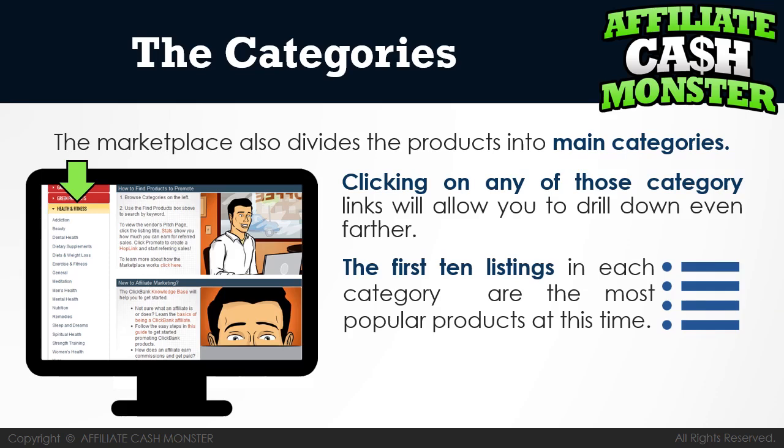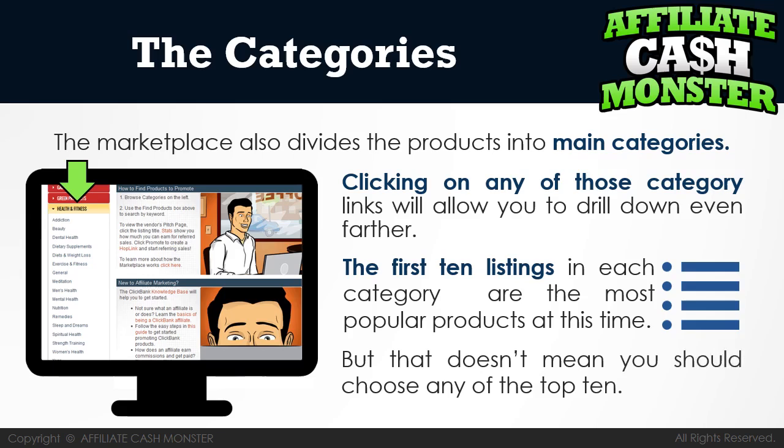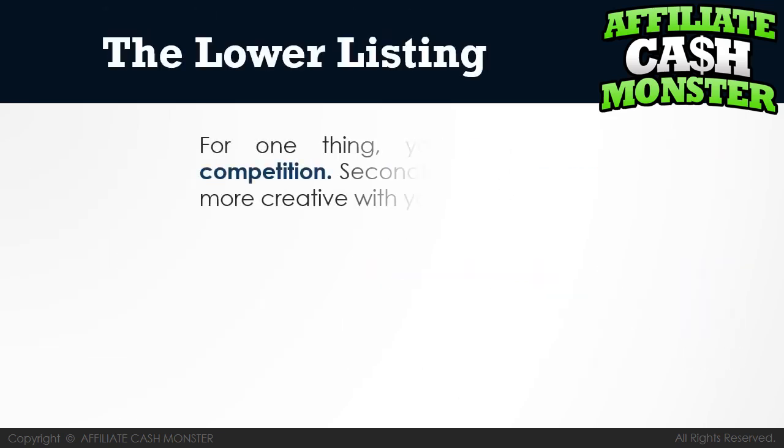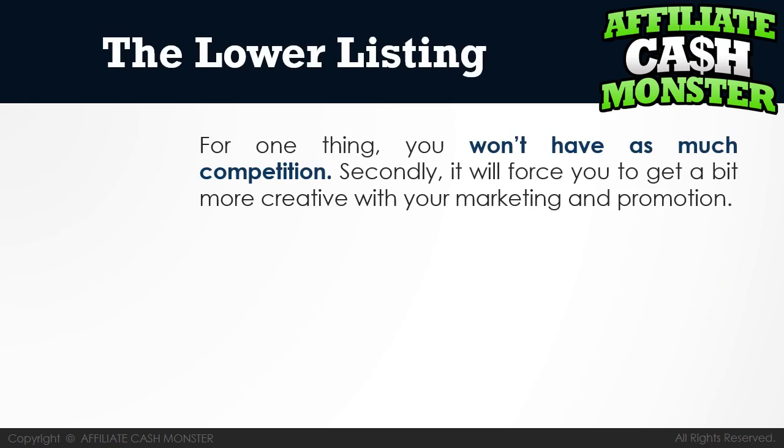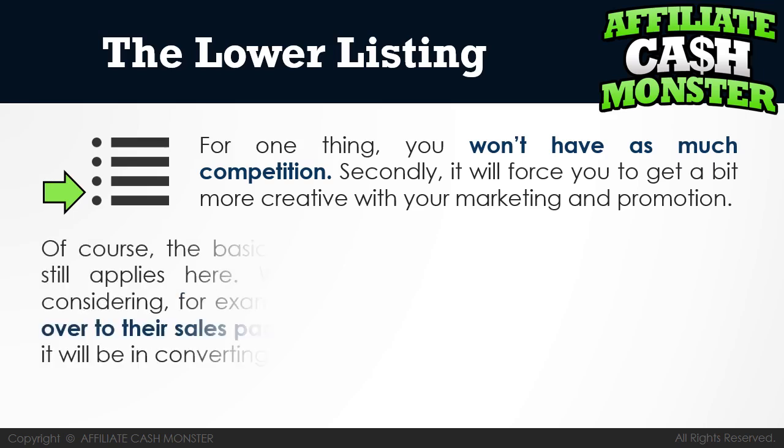The first 10 listings in each category or subcategory are the most popular products at this time. This allows you to see at a glance which products are making the most amount of money for their affiliates, but that doesn't mean you should choose any of the top 10. Sometimes it's much more productive to go with one of the lower listings and then make it a top earner for you personally. For one thing, you won't have as much competition. Secondly, it will force you to get a bit more creative with your marketing and promotion.